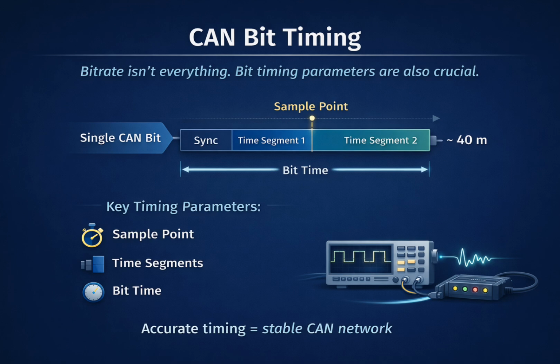But bitrate isn't the whole story. CAN communication also relies on bit timing parameters, such as the sample point and time segments. In most cases, CAN interfaces handle this automatically. However, when you're dealing with long cable lengths, high node counts or marginal signal quality, adjusting the sample point can make a big difference to network stability. This is where having the right tools matters. Being able to measure and analyze the bus allows you to optimize the network instead of relying on guesswork.